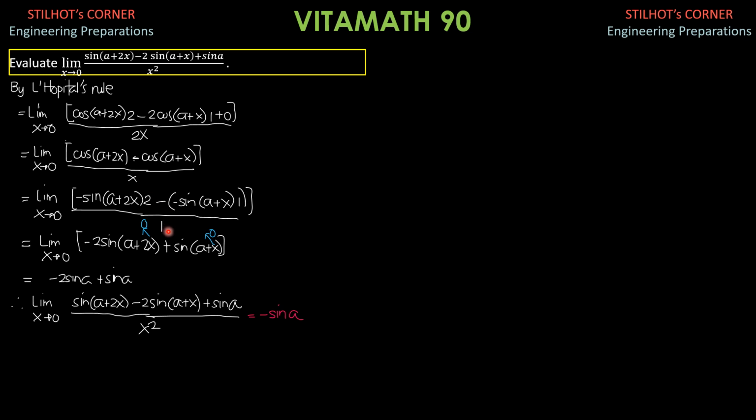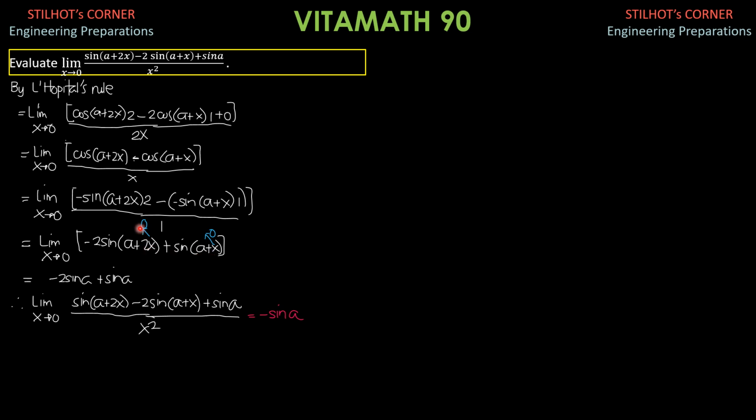Now, simplifying, we have negative 2 sine of a plus 2x, then plus sine of a plus x. Then it is now free of the denominator. Because it is now free of the denominator, we can evaluate the limit of this simplified expression as x approaches 0. So we have, as x approaches 0, negative 2 sine of quantity a plus 2x plus sine of a plus x.